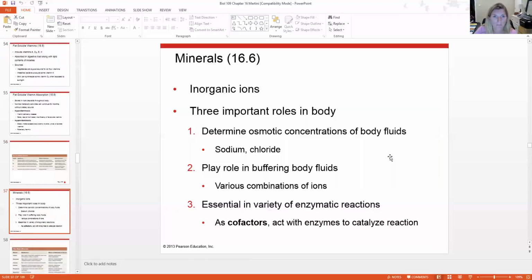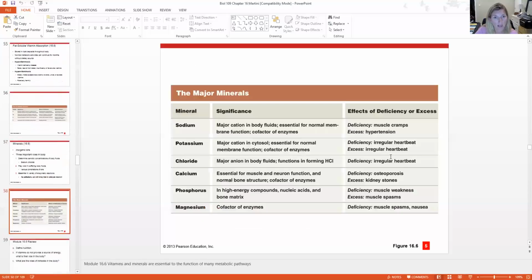That's not too overwhelming. Let's talk about inorganic ions like minerals. There are three important roles they play in the body. They can determine the osmotic concentrations of our body fluids, like sodium and chloride. They play a role in buffering our body fluids, like various combinations of ions. They're also essential in a variety of enzymatic activities. They act as cofactors with enzymes to catalyze chemical reactions.